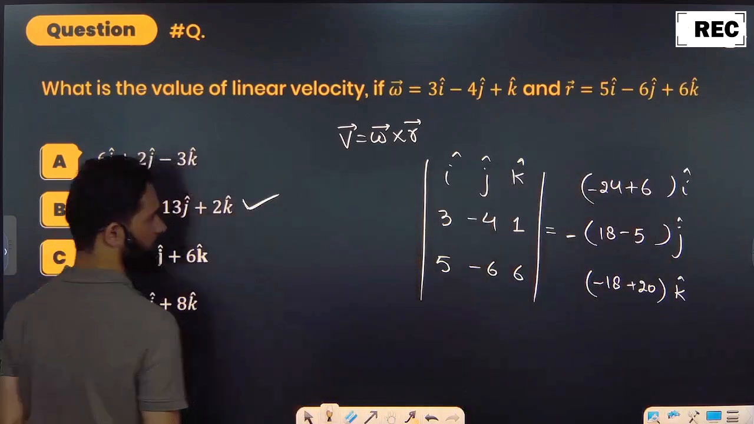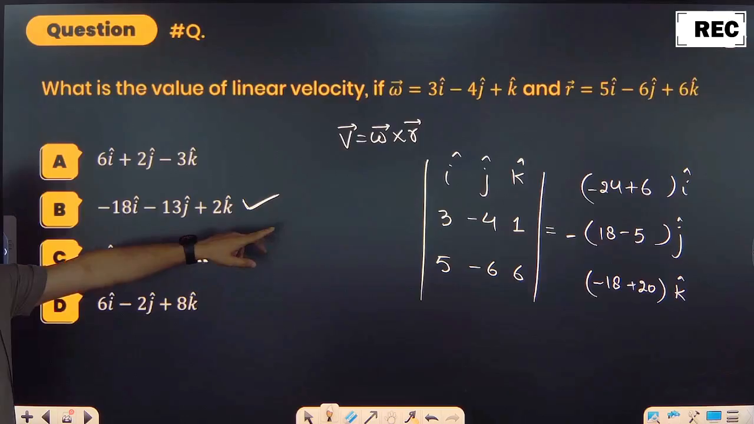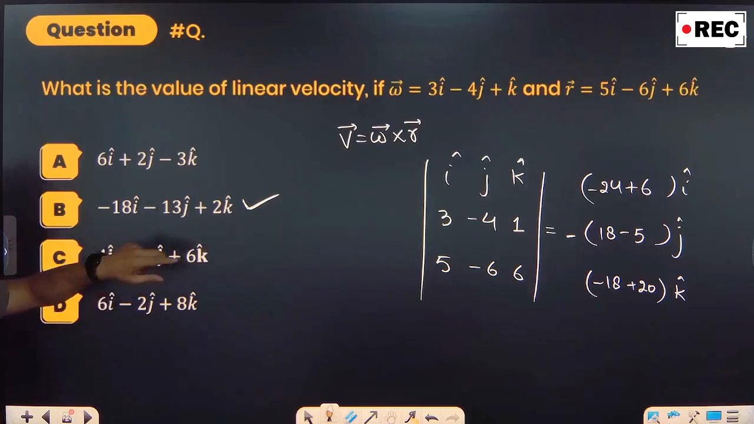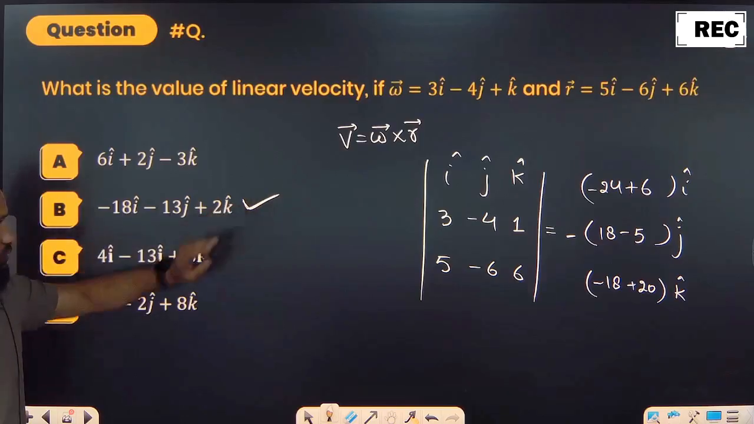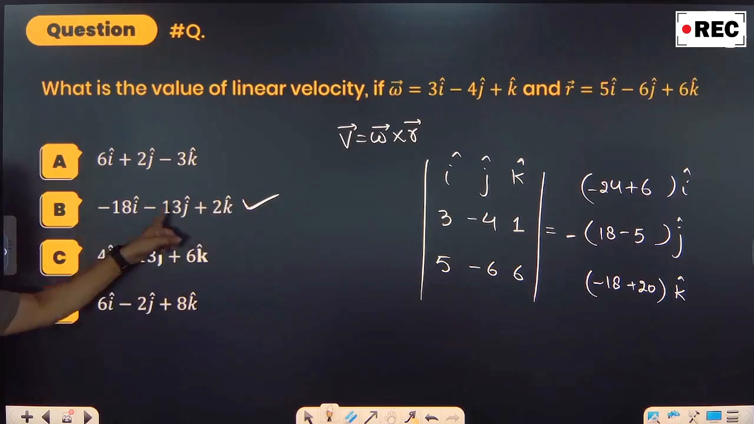You can check it. minus 18 और वो 18 minus 5 is 13. minus 13 plus 2. You can check it, right? So this is your velocity. Got it? This is how you do it.